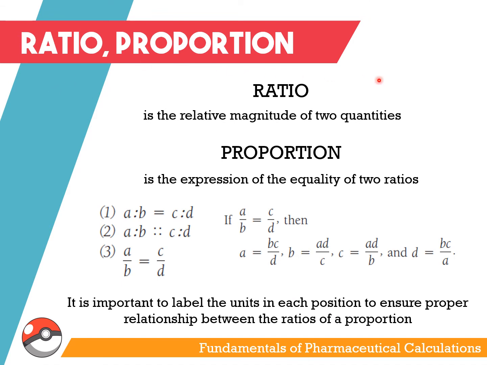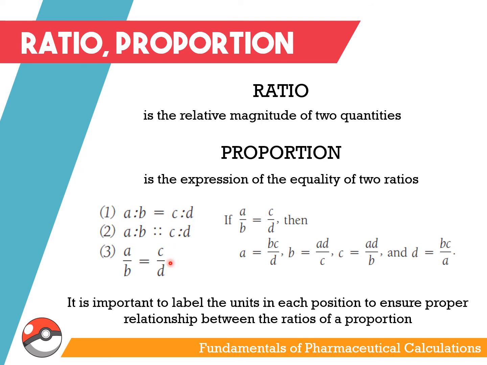Next is ratio and proportion. Ratio and proportion are often put side by side because they are related. Ratio is the relative magnitude of two quantities, while proportion is the expression of the equality of two ratios. Here, 1, 2, 3 are expressions for proportion. We have A is to B is equal to C is to D. This is one ratio and this is another ratio, and this expresses the equality of the two ratios.